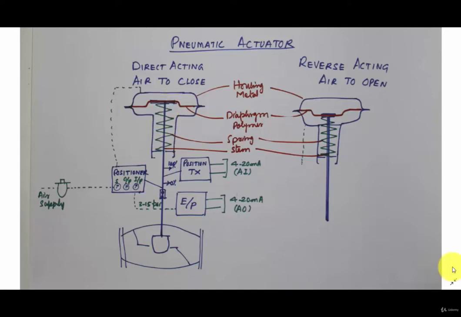We are continuing with pneumatic actuators. When the signal is applied on the diaphragm, that is, air pressure is applied on the diaphragm, it develops force and presses. There is a movement of the diaphragm downwards. Because of that force, the plug in the valve goes down and it closes.